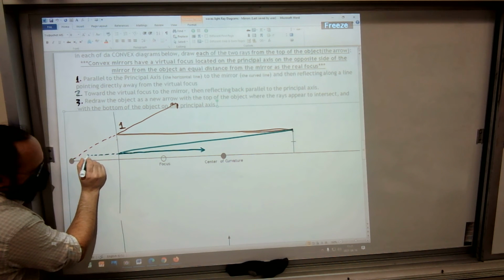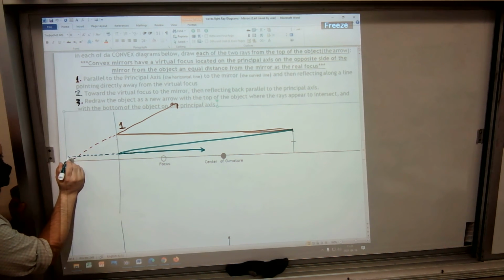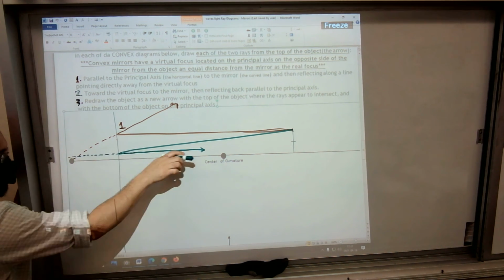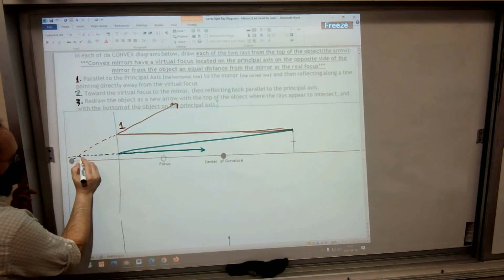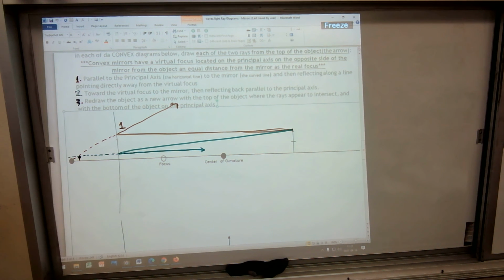Just like in number 6, your brain follows these back and is like, okay, this one comes from back here, this one comes from back here. So the new image is right here. This is a reduced image. It's upright because it doesn't get inverted, and it is virtual because the rays don't actually go there. But we'll mess with all those characterizations on the next instructional day after today. That's number 3.